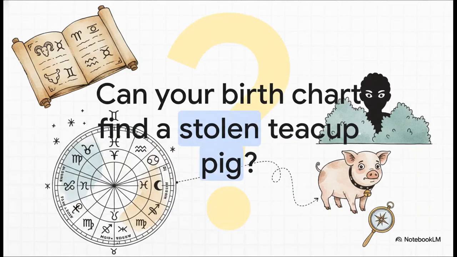Okay, to get our heads around this, let's start with a really strange but true story. An astrologer gets asked to use a birth chart to solve a mystery. A teacup pig has been stolen, and the main suspect? The neighbor of the owner's brother's ex-wife. I know, it sounds absolutely ridiculous, but in modern astrology, that's actually a solvable puzzle. So, how on earth does that work?